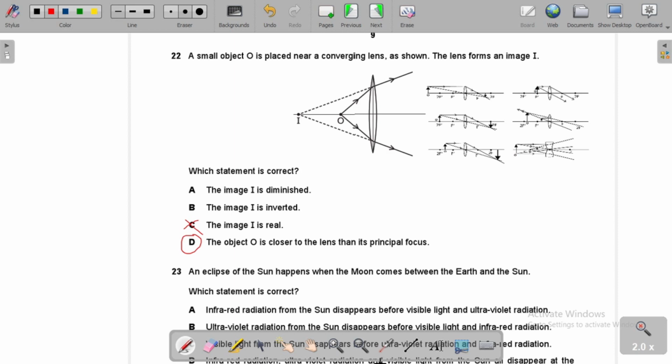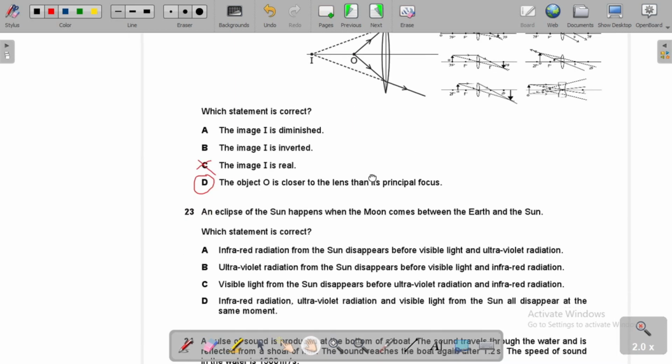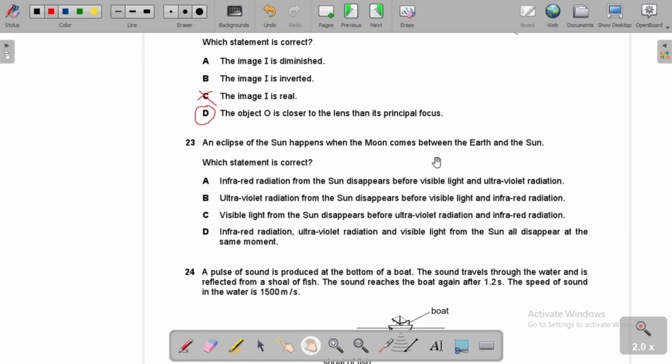This is the answer. The next one. An eclipse of the sun happens when the moon comes between the earth and the sun. Which statement is correct? Infrared radiation from the sun disappears when visible light and ultraviolet radiation. No. Ultraviolet radiation from the sun disappears before the visible light. No. Visible light from the sun disappears before ultraviolet radiation and infrared radiation. No. Infrared radiation, ultraviolet radiation, and visible light from the sun all disappear at the same moment. This is the correct answer. They all disappear at the same moment.